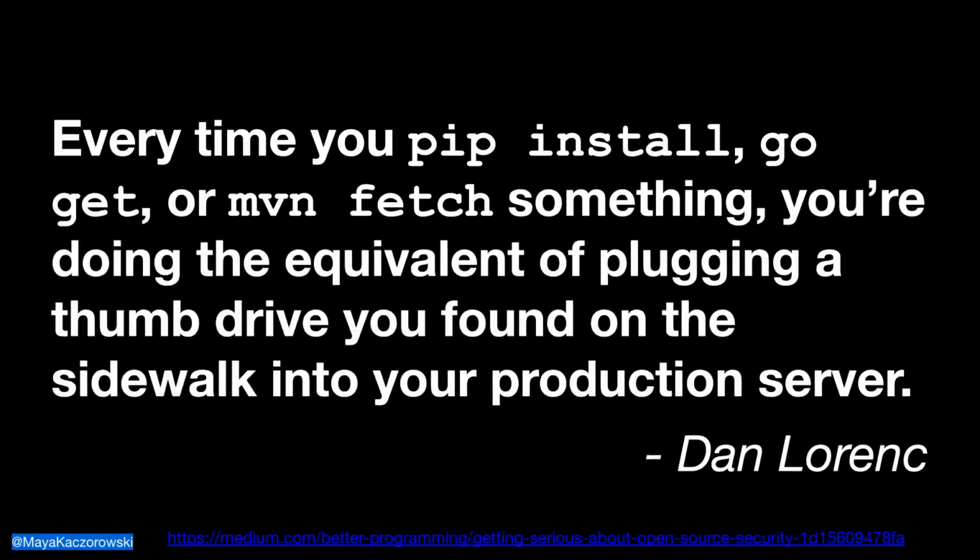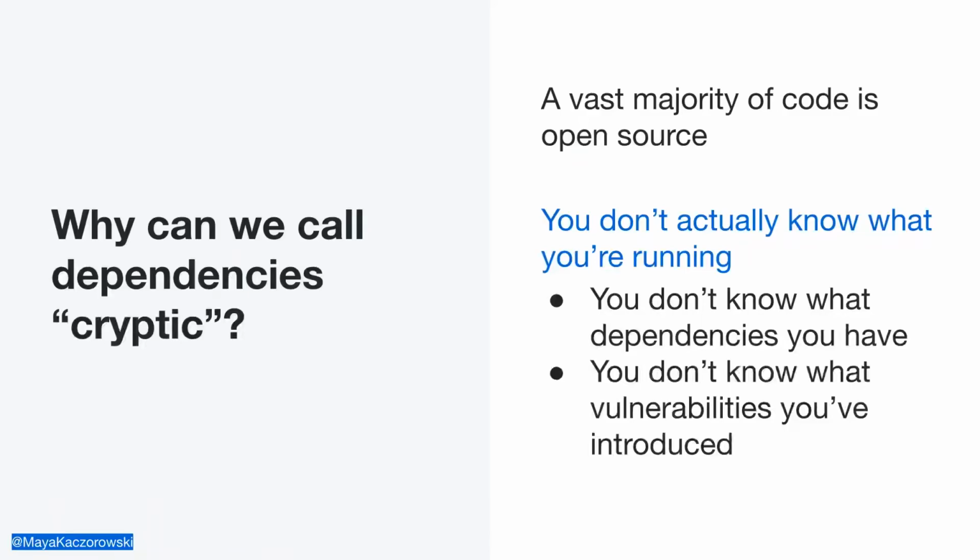A former coworker of mine, Dan, wrote this, and it's just so poignantly correct. When you pull in an external dependency, you don't know what you're actually getting. When you pip install, go get, or maybe fetch, it's not really any better than plugging in a USB drive that you found on the sidewalk, right? And we all know that that's bad. We all know not to do that. But you still pull code from open source. And I don't want you to stop doing that. I just want you to do so securely and safely.